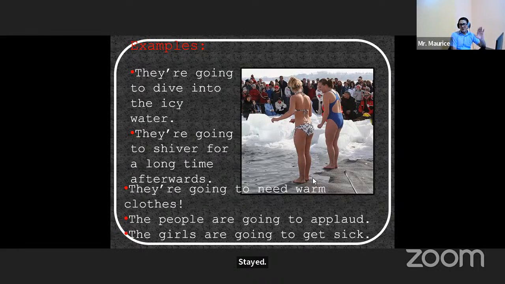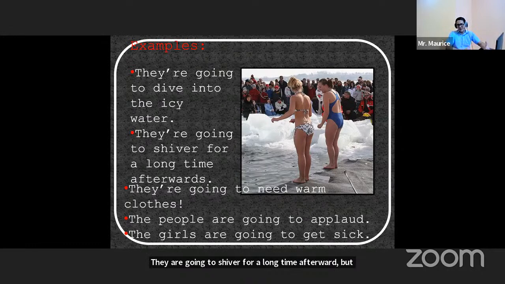Entonces están al filo, pues, parece de un lago. Entonces el primer ejemplo, they're going to dive into the icy water. Ok, se van a sumergir en el agua gélida. En la número 2, they're going to shiver for a long time afterwards. Van a temblar de frío por mucho tiempo.